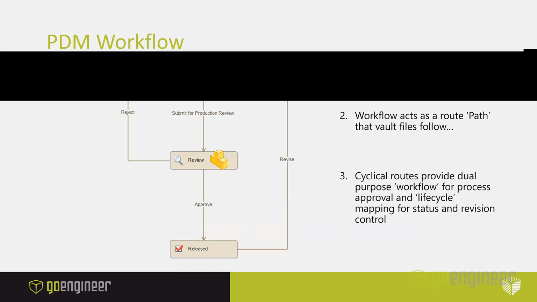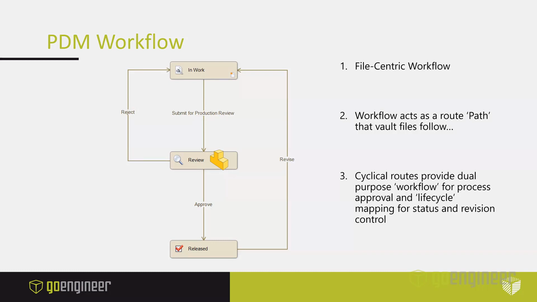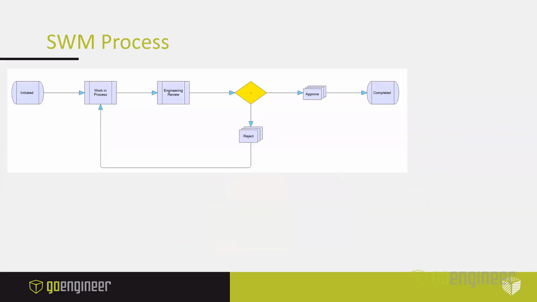Now, PDM provides dual purpose workflow generally. So its workflow engine is providing process approval, and it's also providing lifecycle mapping for status and revision control. So approval points are made in a PDM workflow, and as well, it's cyclical in nature. So it's always going to come back to reset for the next time through, but I'm going to use the same workflow, and the file would sort of rinse and repeat over time. Now, with SOLIDWORKS Manage processes, process is a record in and of itself.